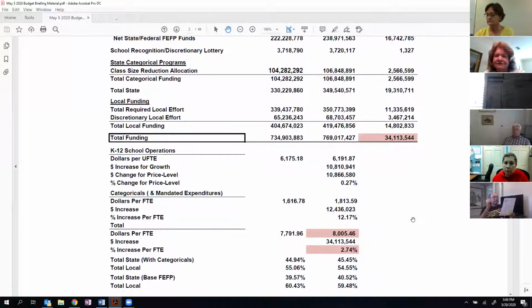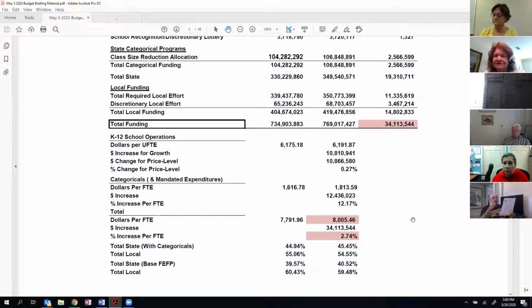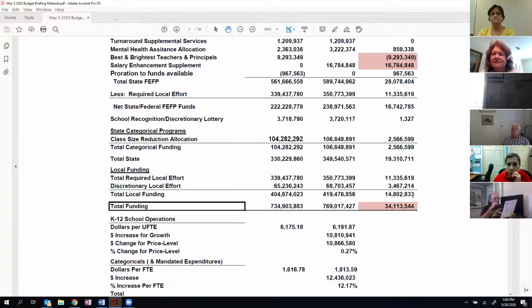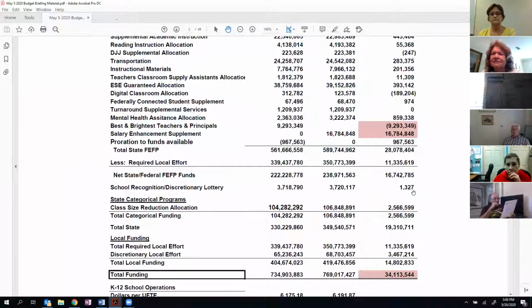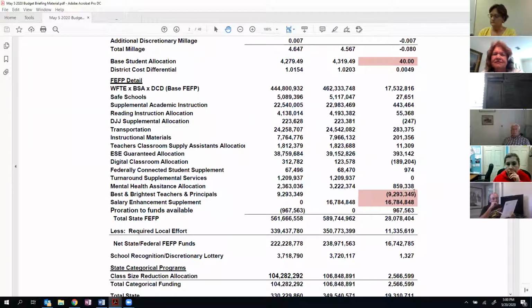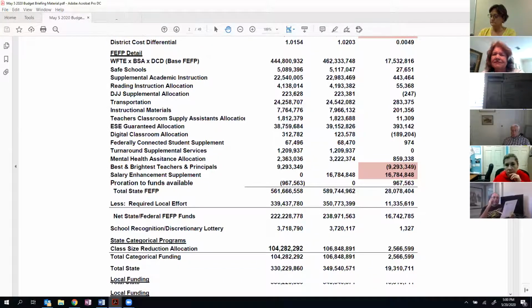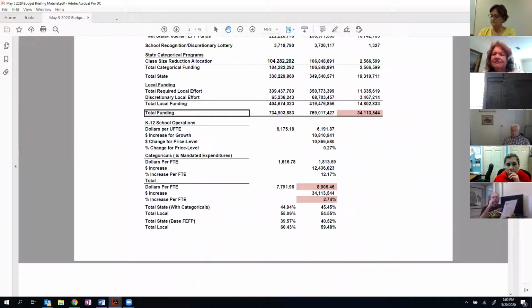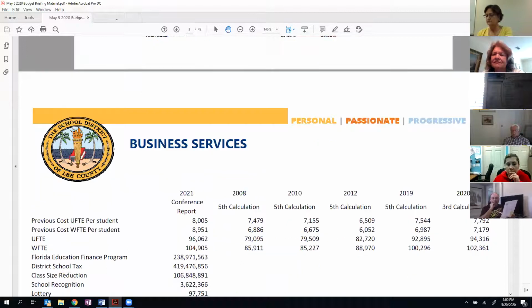That was an increase to our per student FTE of about, it would be about $8,005 per student. It was a 2.74 increase into next year. So that being said, you can see that half of that was allotted for the teacher salary increase. But we were still feeling pretty good about it. It wasn't too awfully bad. And then COVID-19 hit. So that kind of changed everything.